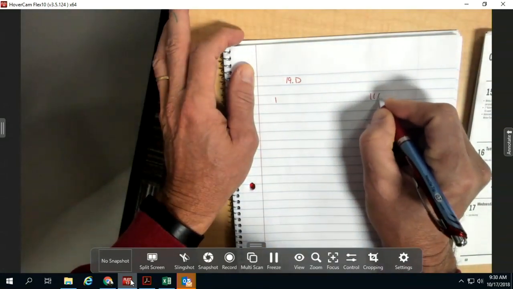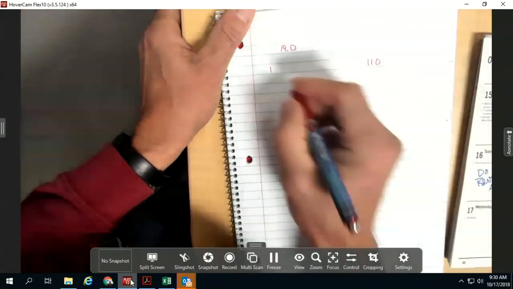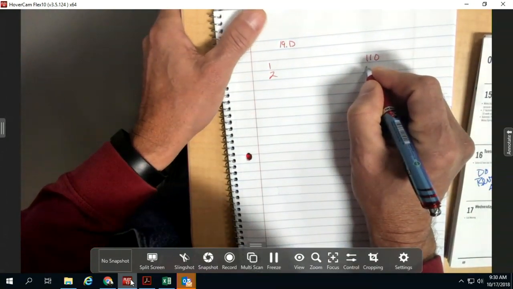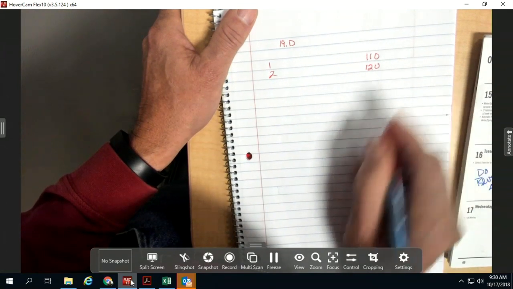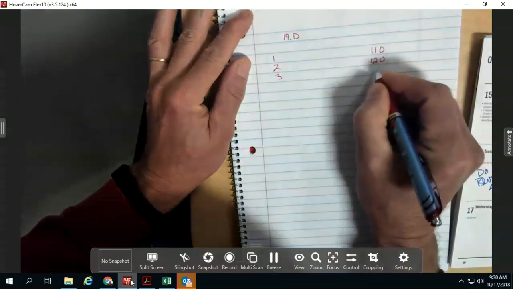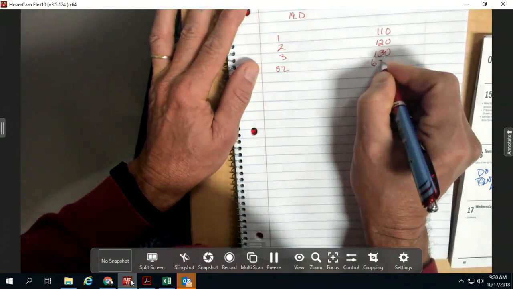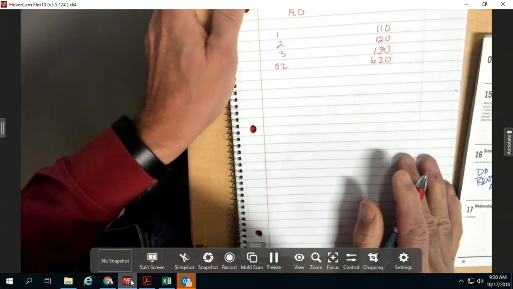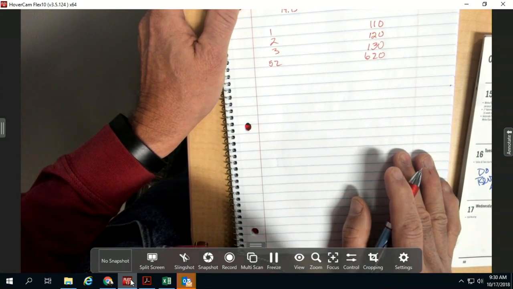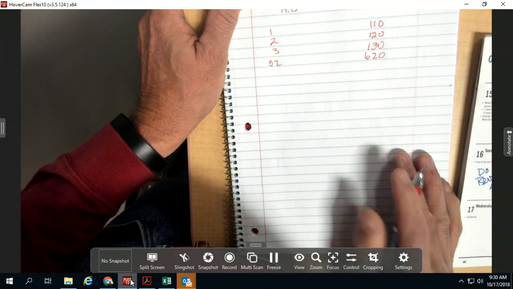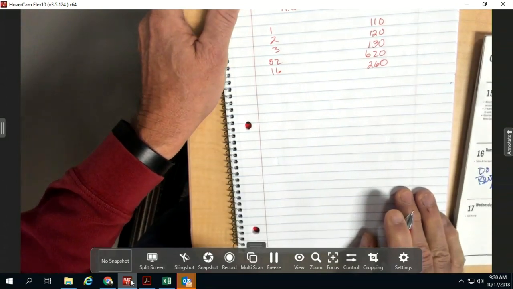So 1 week it was $110. 2 weeks? Nobody did 2 weeks? $120? 3 weeks? $130. 52 weeks we said was $620. Anybody else have any other ones that they want to report now that they see what the pattern is? 16 weeks, $260. Everybody good with that? Okay.